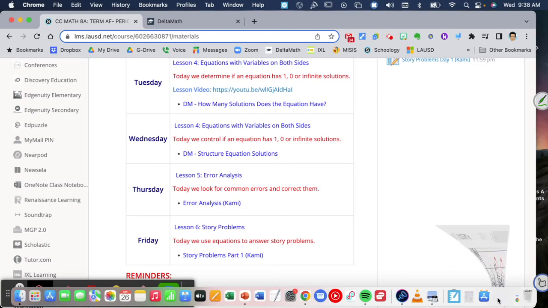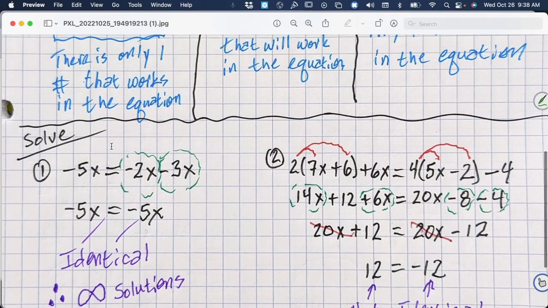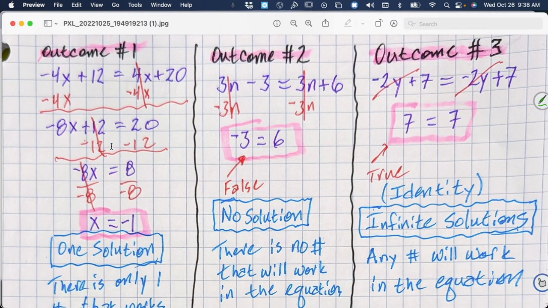Okay, so let's go back to those notes from yesterday. Here we are. Okay, so in order to have one solution, all you need is one thing. Okay, so eyes up here. You really got to understand these concepts so that today's Delta Math is really easy.